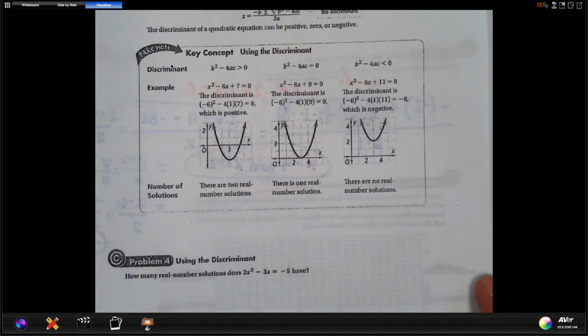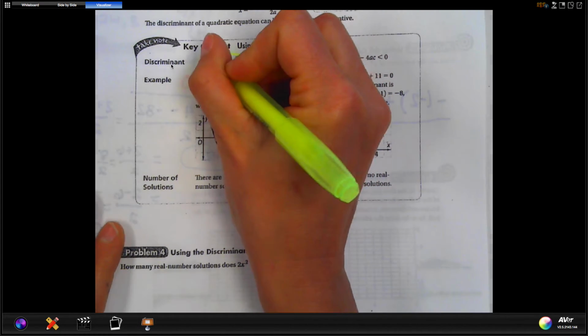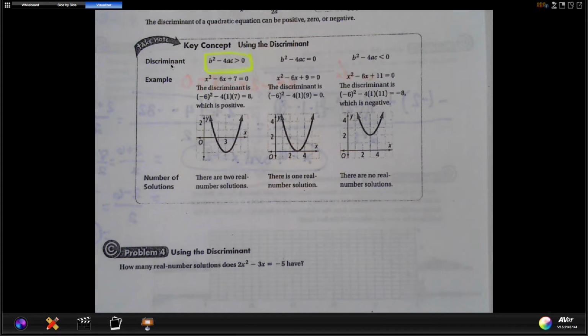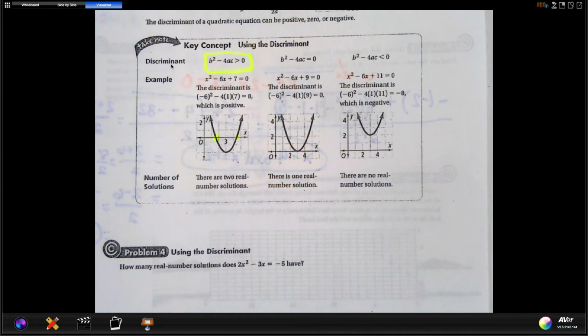Okay, so I copied the discriminant part on the next page in the middle where it says using the discriminant, and I kind of cheated already and told you, but the main idea about a discriminant is that number underneath the radical, that part will tell you how many solutions. So if that part under the radical, the b squared minus 4ac, is greater than 0, if it's positive, that means your parabola is going to cross the x-axis in 2 spots. There's going to be 2 solutions.